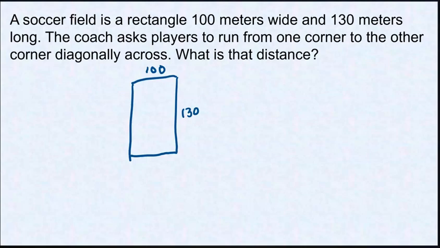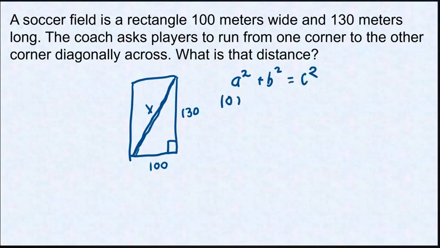What is important is that I recognize that the player is running diagonally across, creating a right triangle. From here, I can use Pythagorean Theorem. If I finish labeling my triangle, this is 100 and this is 130. So you want to be careful about how you label it to make sure you create that triangle. And now I'm going to plug everything in. So I have a squared plus b squared equals c squared.